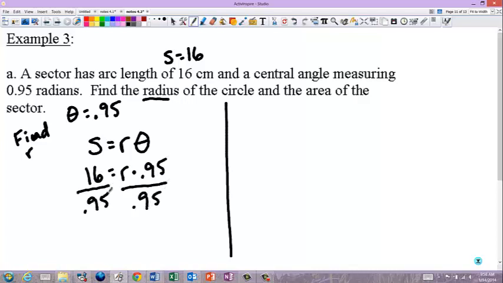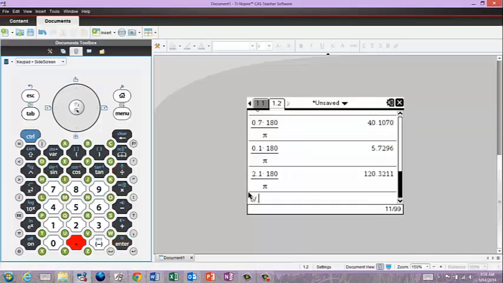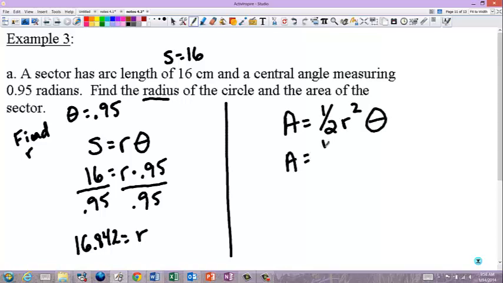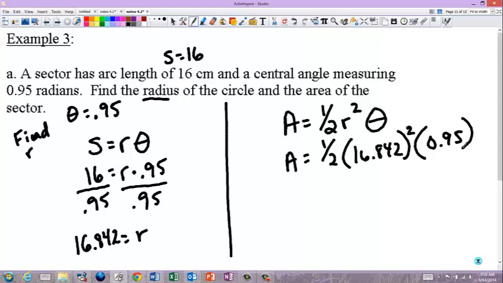It was already in radians, so I didn't have to convert it. So 16 divided by 0.95. Why can't I type anything? Darn it. 16.842. Let's go ahead and carry all those decimals. And then find the area of the sector, so 1/2 r squared theta. And we just type all that in.